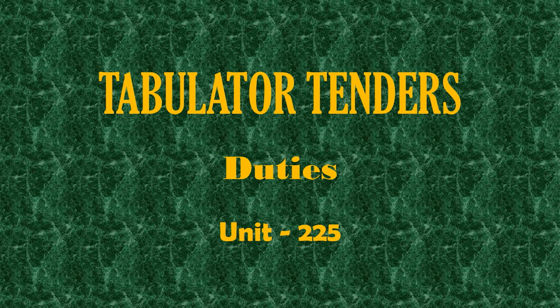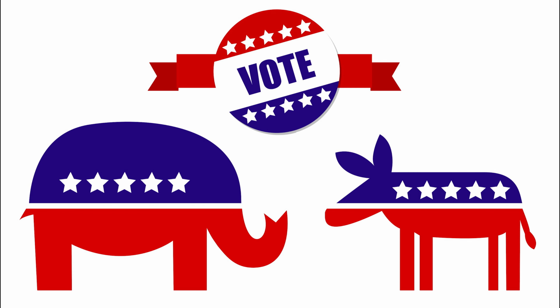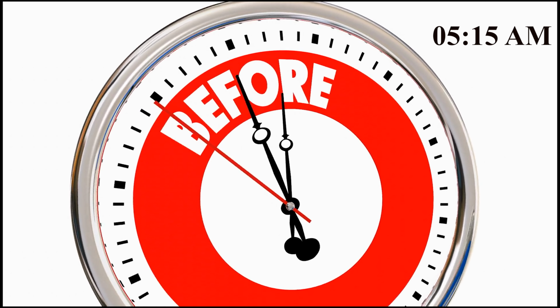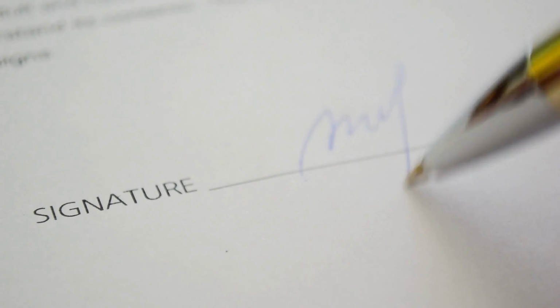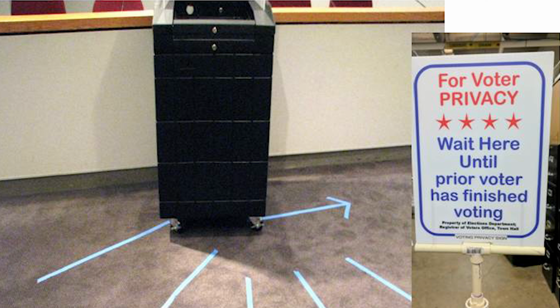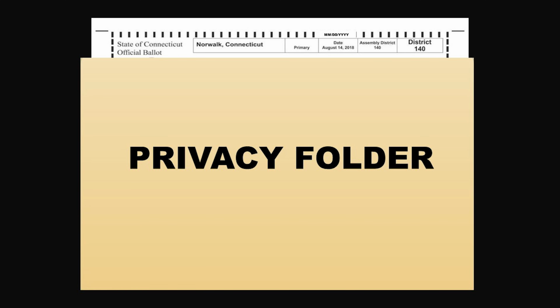Tabulator Tender's Duties. As a tabulator tender, your duties during voting days consist of: arrive at the polls no later than 5:15 a.m. and be sworn in by the moderator, sign the oath of office, and then set up your tabulator tender's station and any signage provided to you. Afterwards, the tabulator tender should verify that the privacy area around the ballot box is established. A privacy folder should be available at the tabulator tender's station to cover the elector's ballot if needed.